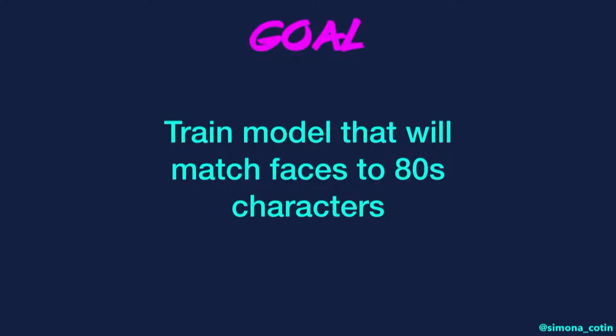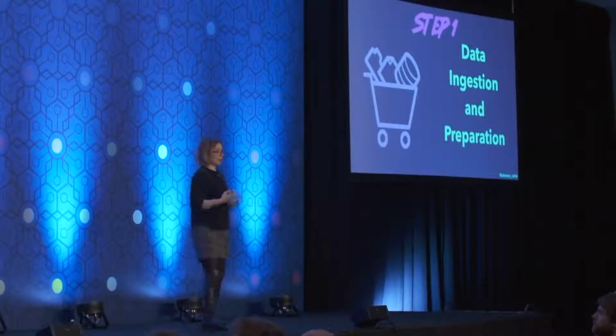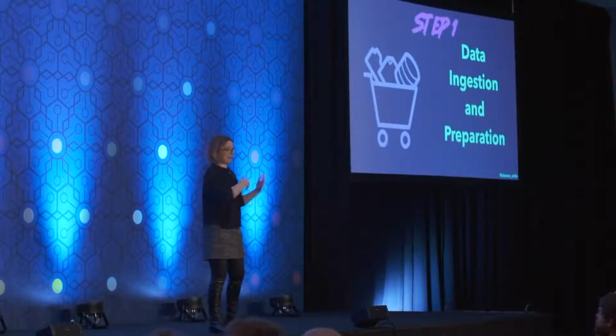So our goal is to train a model that will match faces to 80s characters. And in particular, you can see here in an image that I look 31% like Back to the Future. That was one of my early iterations, which basically meant absolutely nothing. And that can happen. That's fine. So the first step really is to prepare our data. So what we need here is 80s faces, which we're going to get from pictures. So I've made a list with all the movies that I might like from the 80s, and started downloading pictures with all those characters that I want to have in my application.